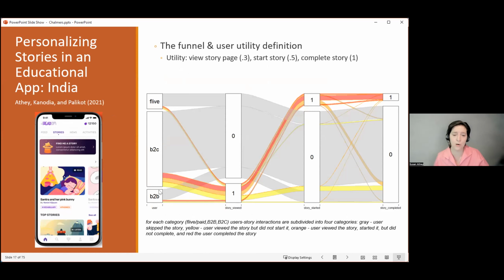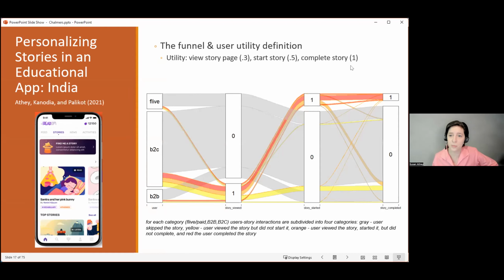This is a look at the flow. There are different types of consumers, B2B, B2C, and this shows how people flow from the different places into viewing a story, and then some people don't start the story. Those would be the yellow below. And then some of the people who start the story, not everybody completes. The red people are the ones who go all the way through to the end. So the idea is to recommend stories so that people will go through this flow more often.